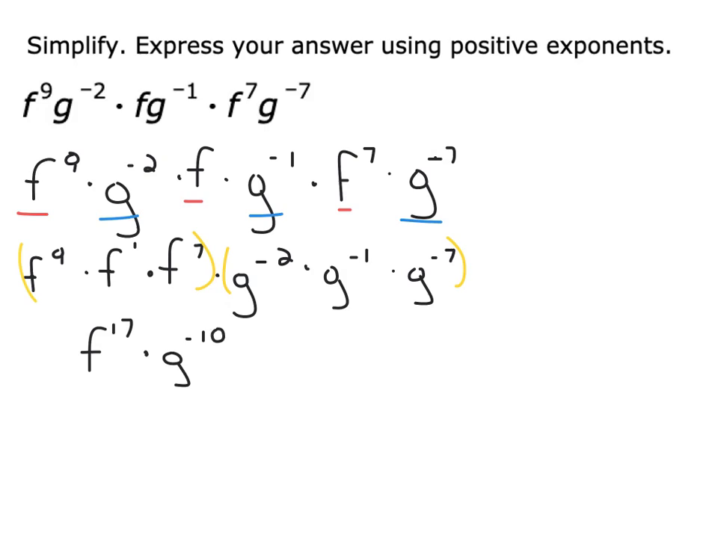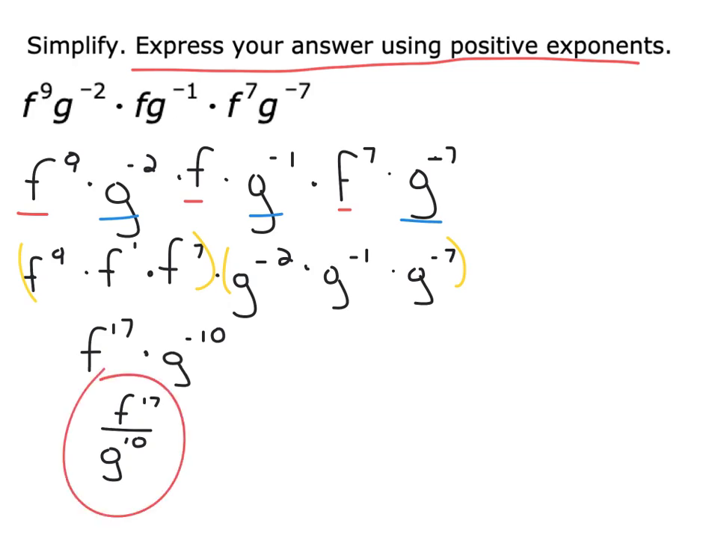And notice up top it says express your answer using positive exponents. So that means that this g to the negative 10 has to move to the bottom of the fraction bar. And you end up with f to the 17th over g to the 10th. And remember that you use up that negative exponent when you jump it to the bottom. And that's how you do it.